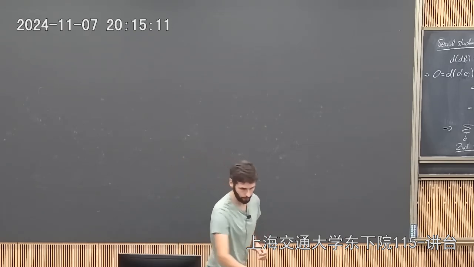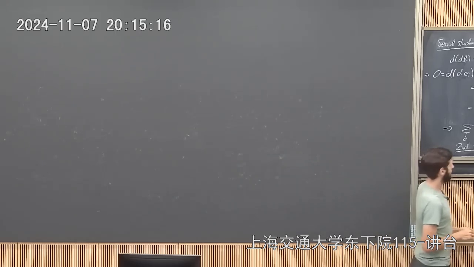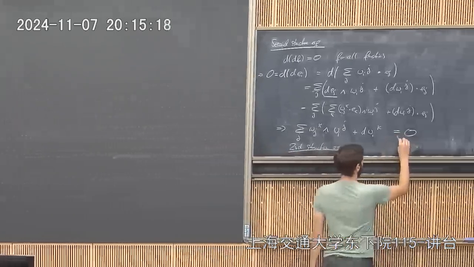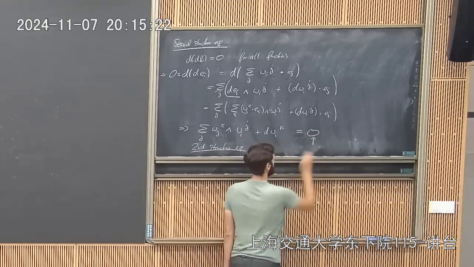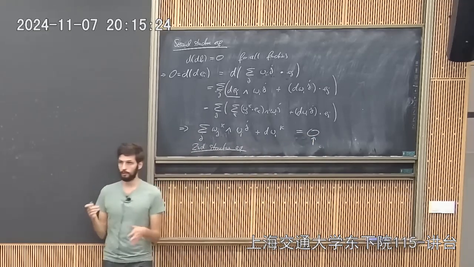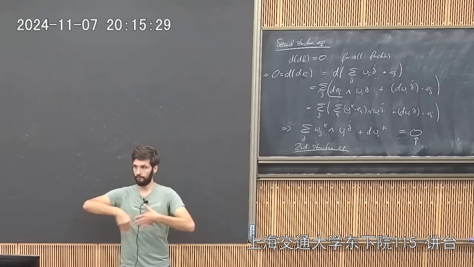So there are two remarks. The first one, and that's something that we will see next time, is that this 0 here is essentially expressing that we were working the whole time in R3, which is flat space.